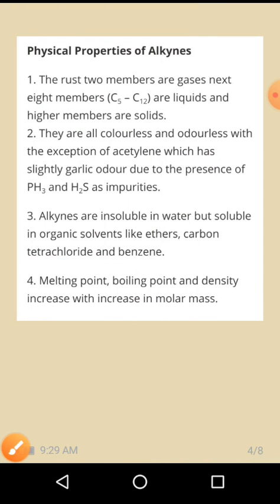Next one, physical properties of alkynes. The first three members are gases, the next eight members are liquids, and the higher ones are solid.